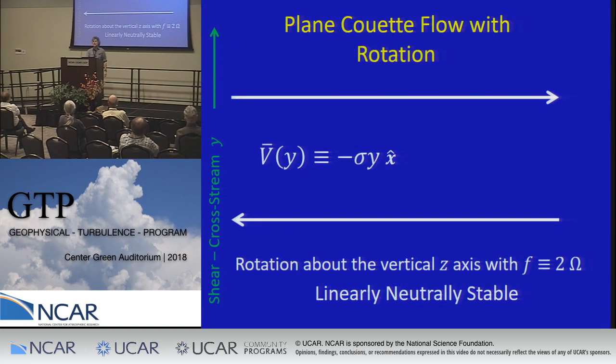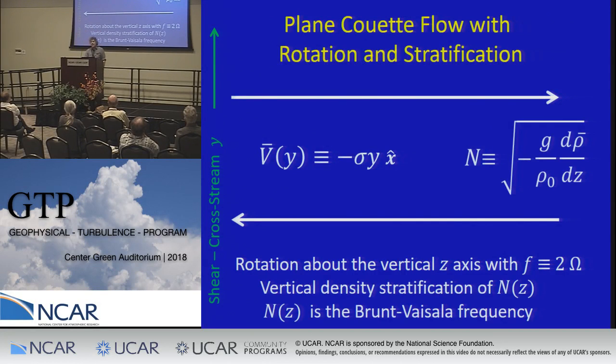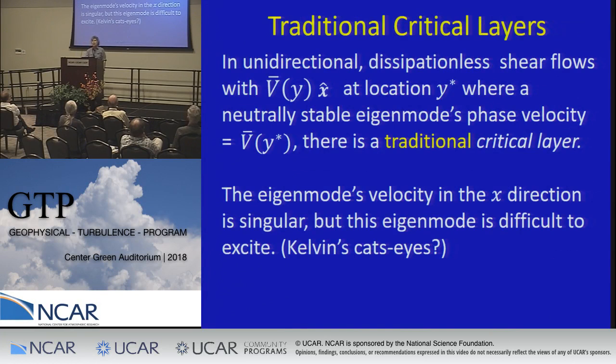You put it into a rotating frame, around the z-axis, which is coming out, you rotate it, it's still neutrally stable. No growing eigenmodes, no decaying eigenmodes. You vertically stratify it in this direction, coming out of the board, with a Brunt-Väisälä frequency in terms of either the density or potential density gradient, and it's still neutrally stable. So what's going on here? It's finite amplitude unstable. And we discovered that the thing that drives the instability is critical layers.